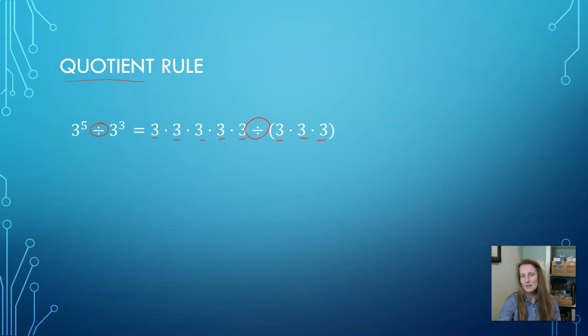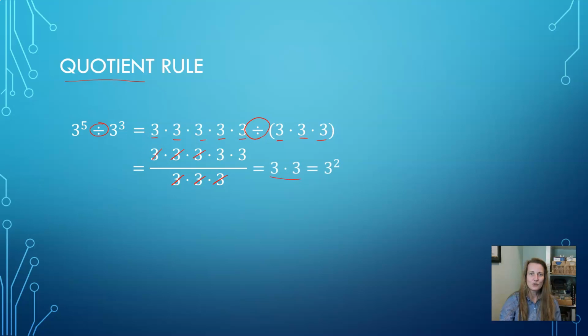I'm going to write this a little bit differently so you can see exactly what's happening. So if I write my 5 threes in the numerator divided by my 3 threes in the denominator, then I can quickly see that I can divide out 1 three, 2 threes, 3 threes, and I'm left with 2 threes, which is 3 squared, or 9. I don't always have numbers, but I can simplify that one.